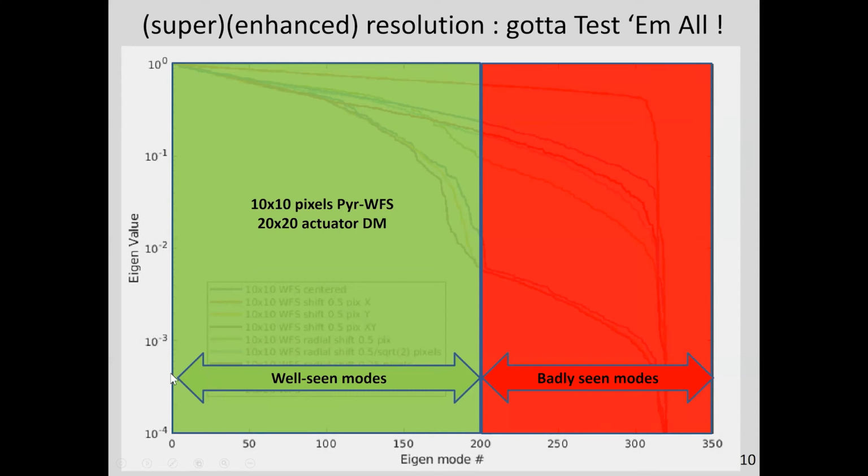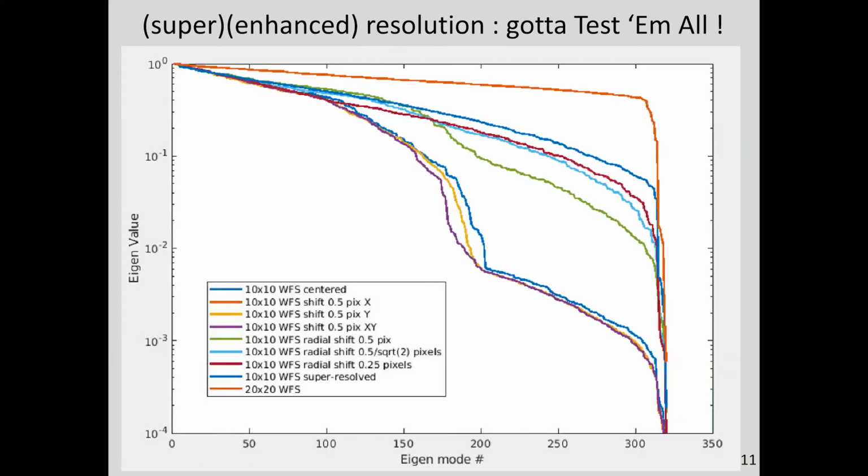So usually we have 2 regimes: the well-seen modes that are measured by the wavefront sensor and then controlled, and all the bad modes, which are the high order modes that we cannot see with the low resolution deformable mirror. So these are all the eigenvalues that I plot for each of these wavefront sensors.